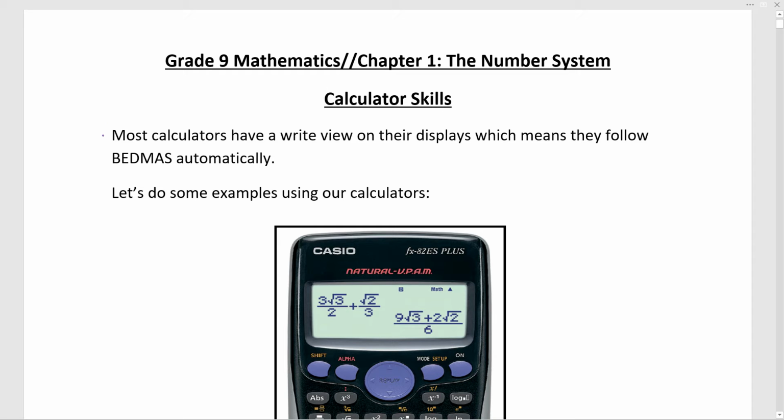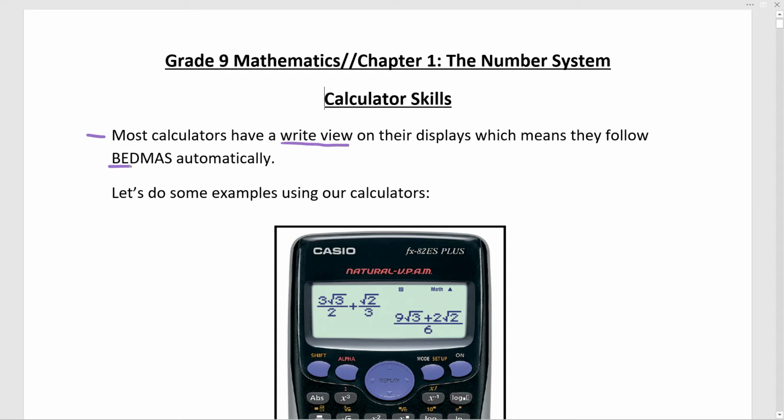Okay, so first up, a right view means that basically as you see it is the way it's going to type. What you can see on this display here is some surd signs and fractions. We often use the fraction button in using our calculator.